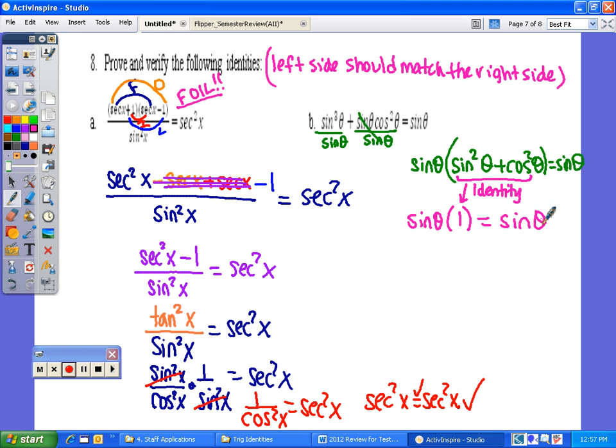Remember, our goal is that the left side matches the right side. So sine times 1 is sine. So they've been verified. And all you have to do to verify is make sure the left matches the right and put a little check mark. That's all. Just so that you guys don't get confused, this is A and that's B. One more and video's done.